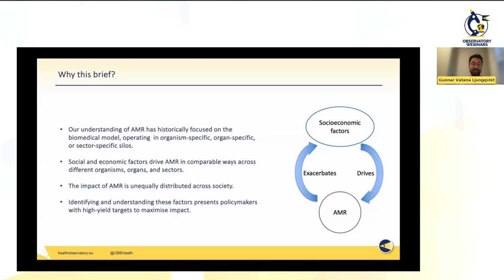Furthermore, we know that AMR has a significant social and economic impact on society, but those impacts are not uniformly spread across society. So in this manner, AMR is both being driven by socioeconomic disparities while also potentially reinforcing those same disparities. So if we are able to identify and characterize these mechanisms behind this negative feedback loop, we could use this data to specify high-yield targets to help our policymakers maximize impact across sectors.